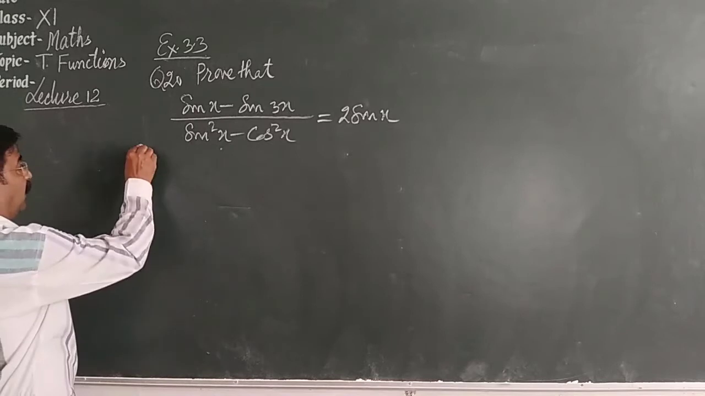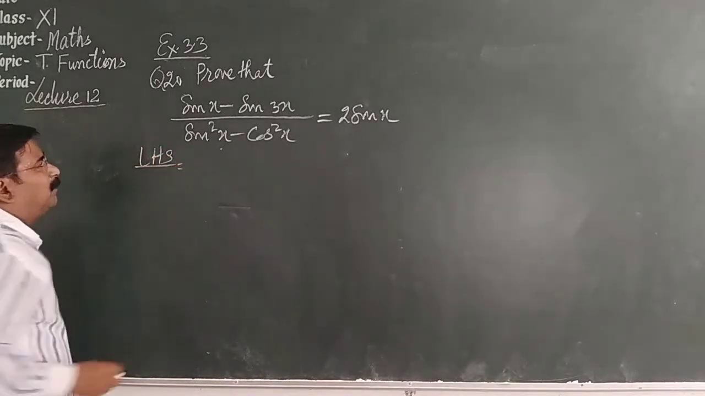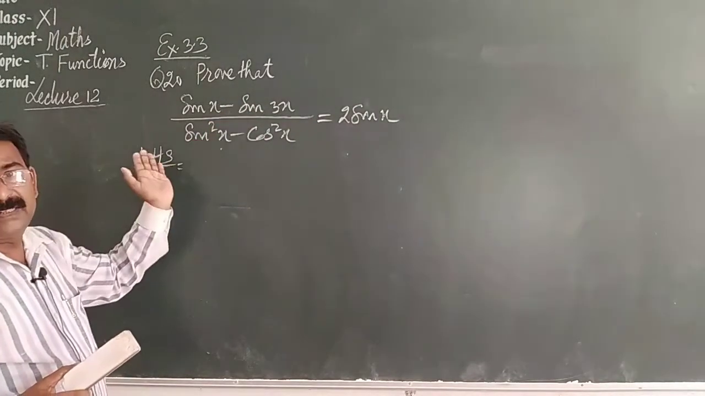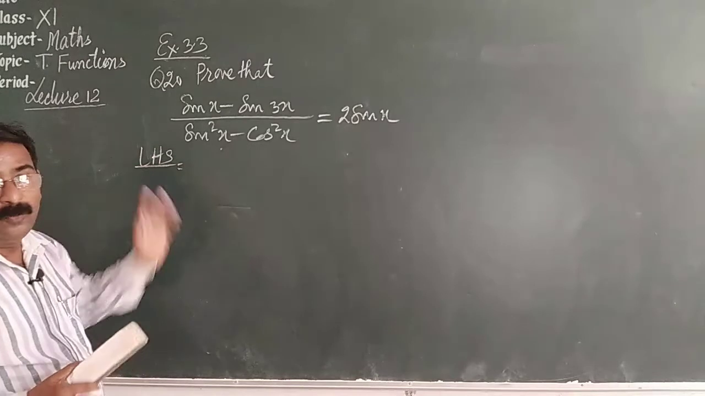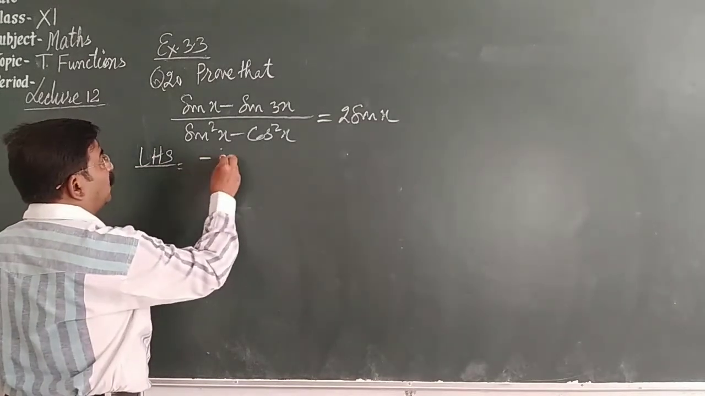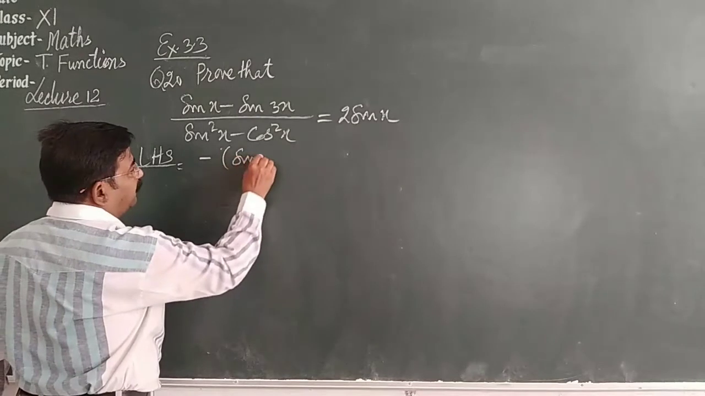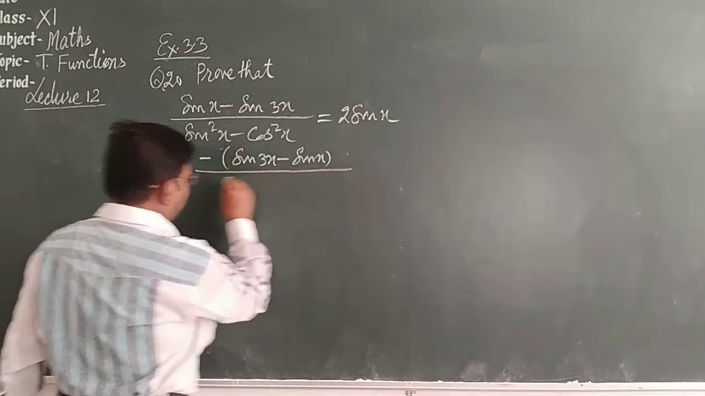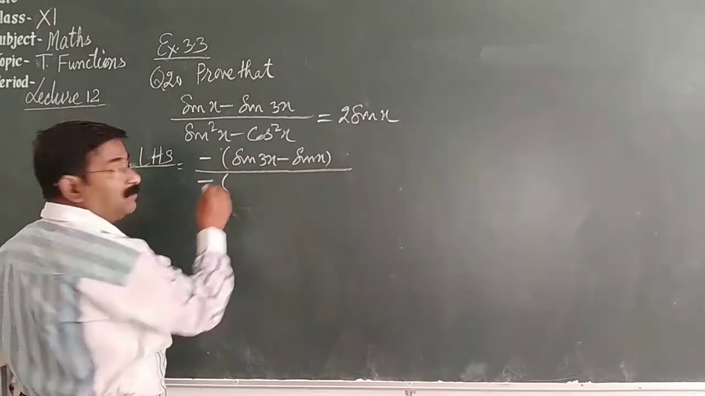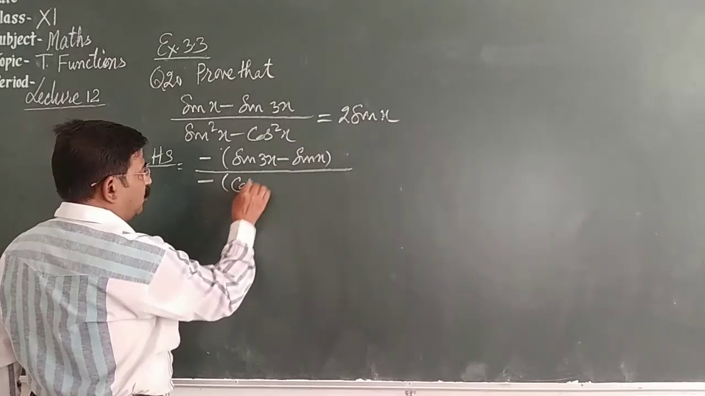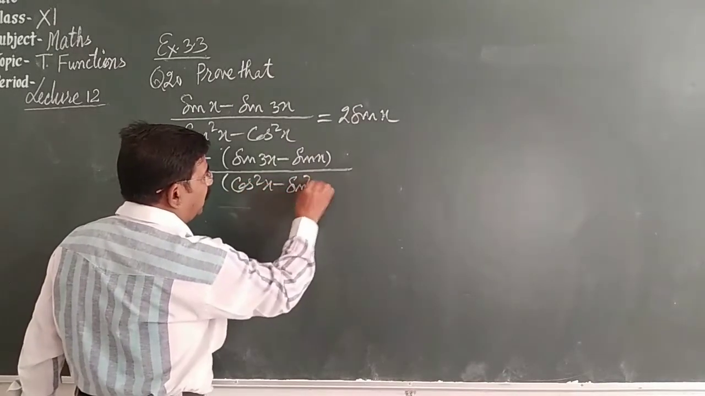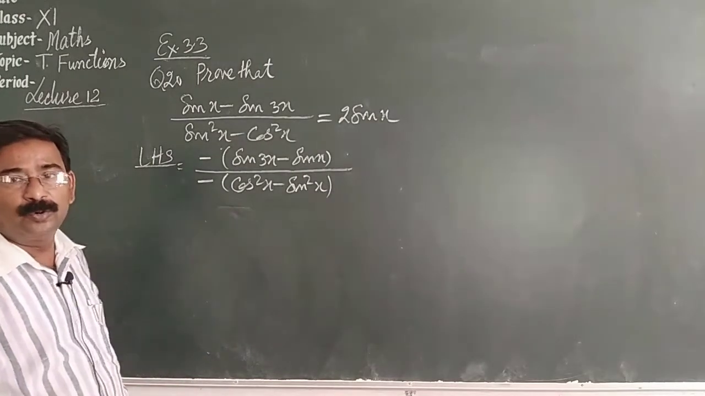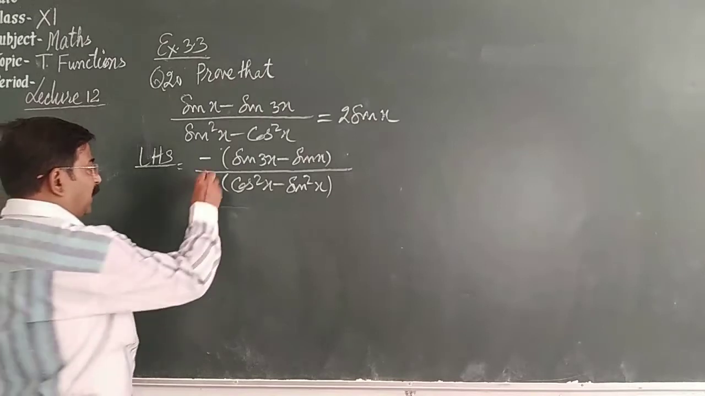So left hand side, best way, see larger angle is negative here, so take minus sign common from numerator and minus sign common from denominator. So if we take minus sign common, what we have, sin 3x minus sin x. Here take minus sign common from denominator, so what we have, cos square x minus sin square x. And you know this formula, cos square x minus sin square x is equal to cos 2x. So minus and minus will be cancelled.